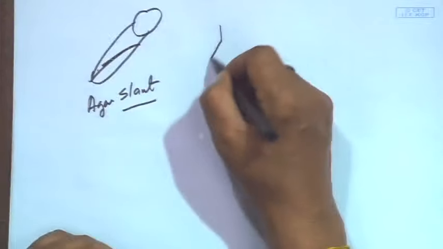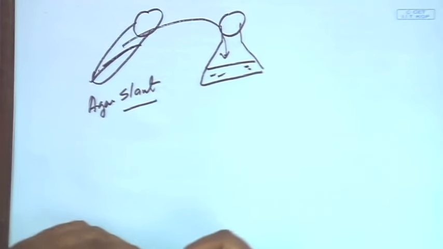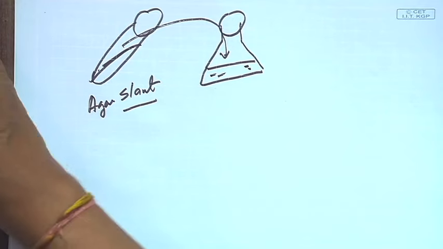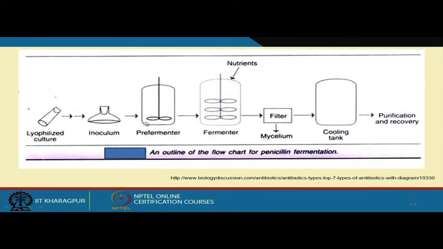After that, we take this culture and transfer it to the liquid media, which is in the conical flask. In the conical flask, we have liquid media. From this culture, we transfer here. When it grows, we transfer here. Then we take it to the inoculum vessel, we increase the volume, and finally we put it in the inoculum vessel.